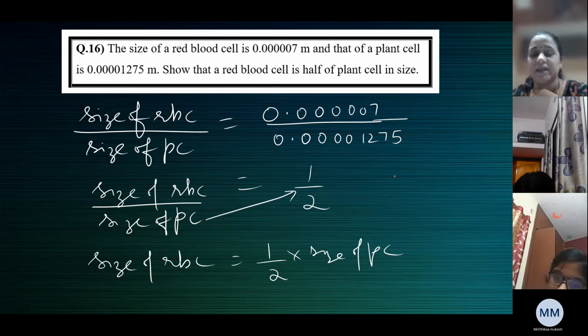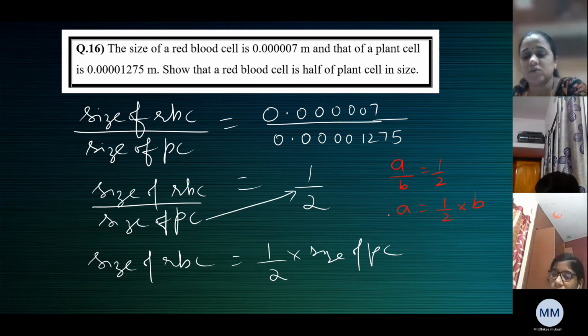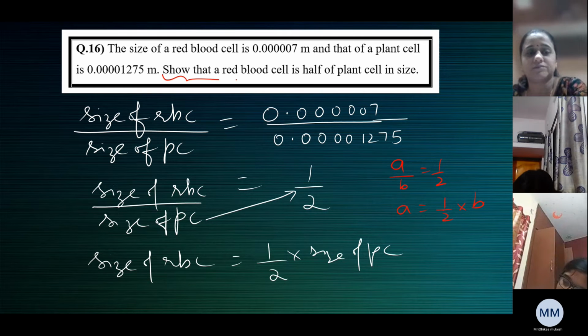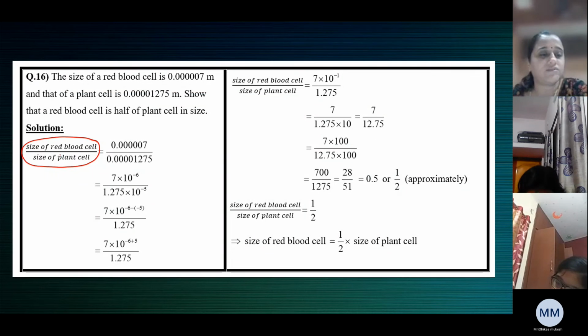Then when you cross multiply, supposing you get A by B is equal to 1/2, you will get A is equal to half into B. That means A is equal to half of B. Yes or no? A is equal to half of B, which means if you use the word size, the size of A is half the size of B. That's what we have to prove. Which is why we work size of RBC by size of PC.